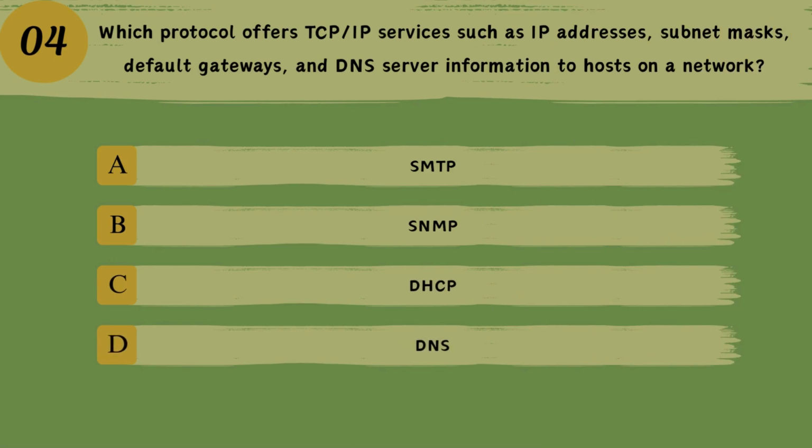Question 4. Which protocol offers TCP/IP services such as IP addresses, subnet masks, default gateways, and DNS server information to hosts on a network? A. SMTP. B. SNMP. C. DHCP. D. DNS. Correct answer, C. DHCP.